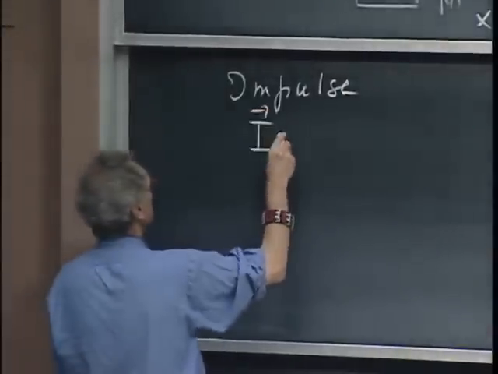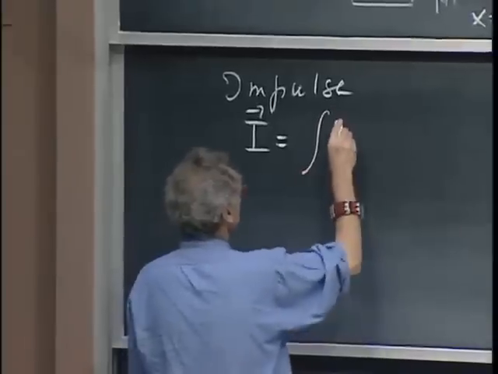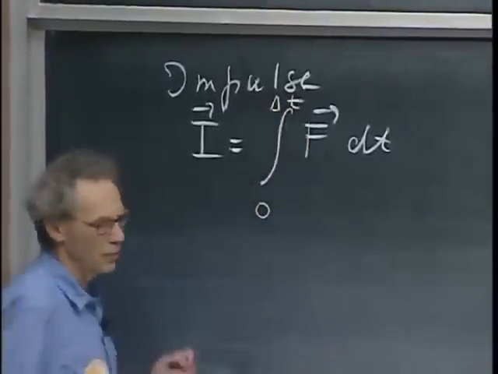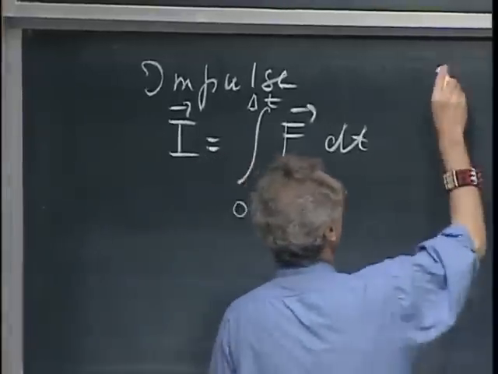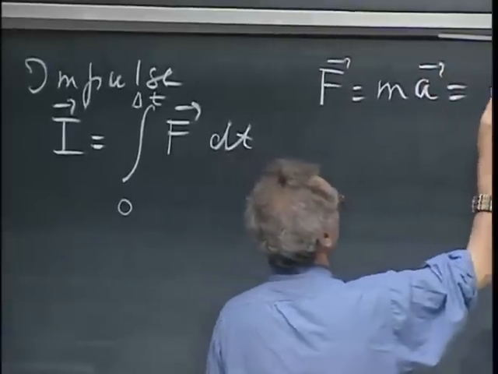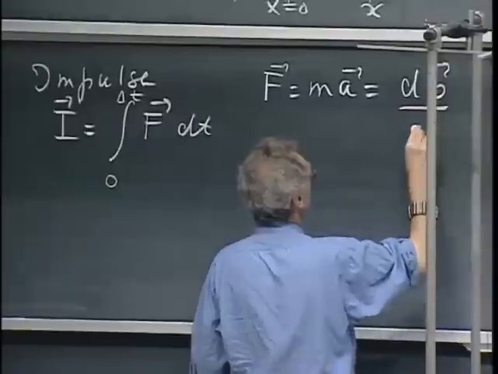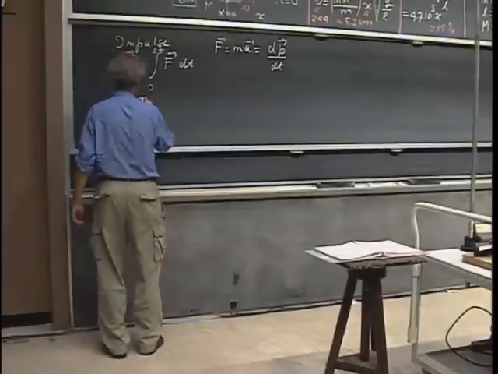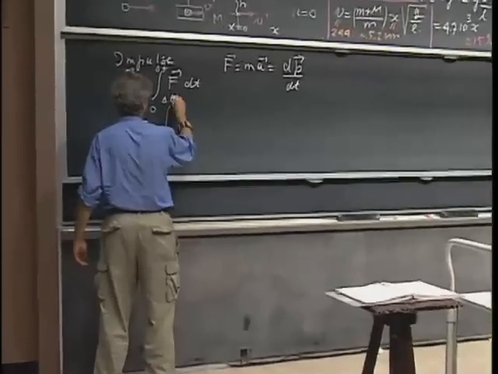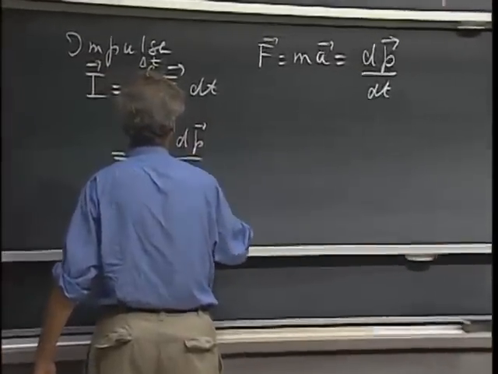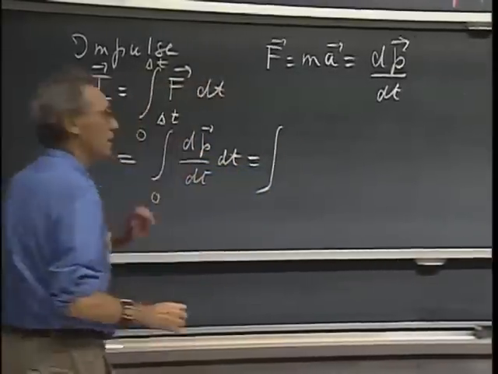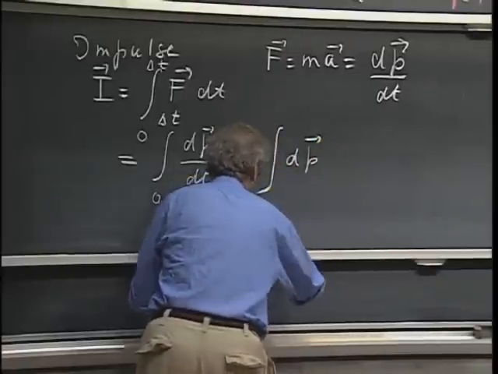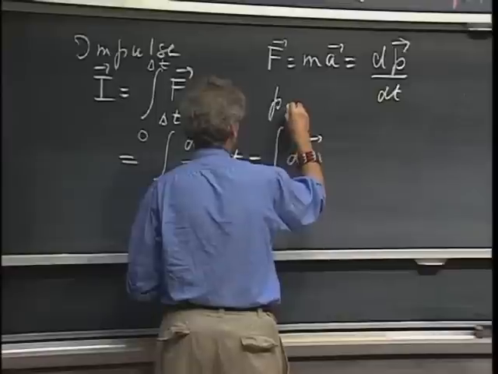Impulse is a vector, and it is defined as the integral of F dt during a certain amount of time, let's say from 0 to delta t. Now F equals ma, which is also dp/dt. We have seen this now several times. The rate of change of momentum, and so I can substitute that in here, and so I find then the integral from 0 to delta t of dp/dt dt, and that makes me move to the domain of momenta. So I have now simply the integral over dp from some initial momentum p_i to some final momentum p_f.